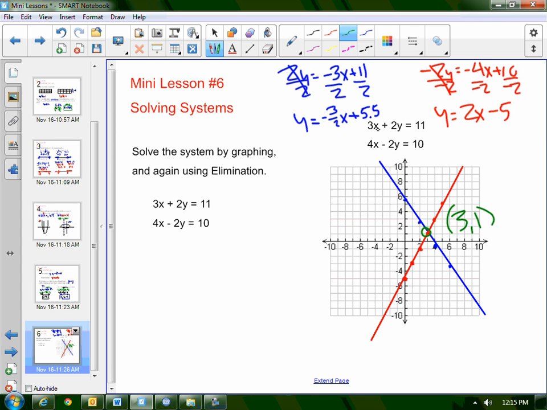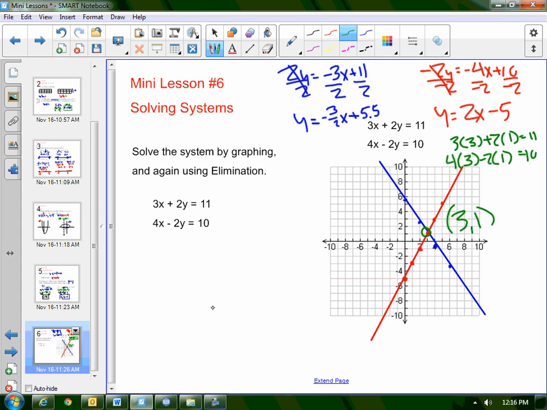If I plug in 3 for x, 3 times 3 plus 2 times 1, I'd better get 11. 9 plus 2, yeah, that's 11. Plug it in the bottom one because it's got to work in both. 4 times 3 minus 2 times 1, does that equal 10? 4 times 3 is 12. 12 minus 2 is 10. Yeah, okay, good. So that is a point on the line, but you've got to be real careful, especially with these decimals. So 3, 1 is the solution to this system.